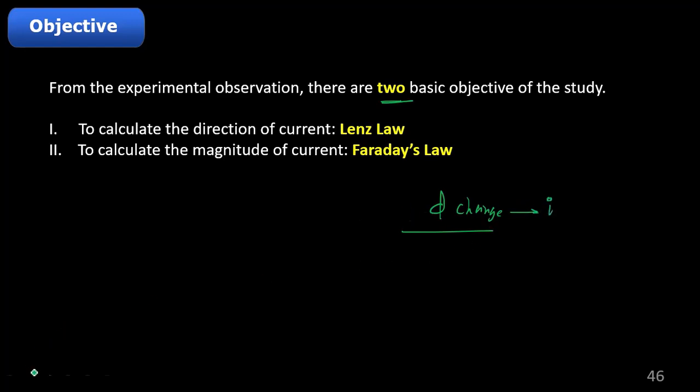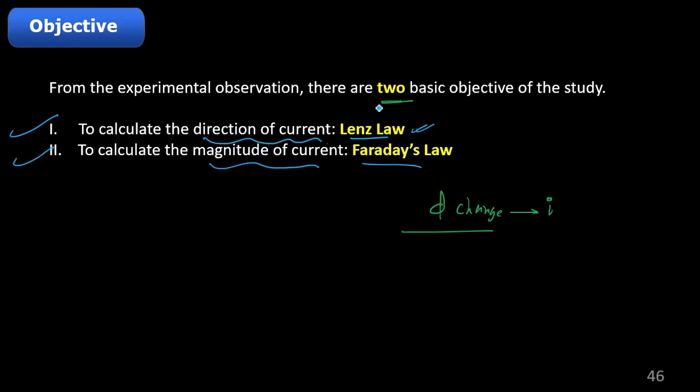Now divide this chapter into two different segments. The first is to calculate the direction of current, in which direction the current is. The second is what the magnitude of this current is. So there are two basic laws that define the direction and the magnitude. Direction is defined by Lenz's law, and the magnitude of current is defined by Faraday's law. So these are the two basic objectives of our study.